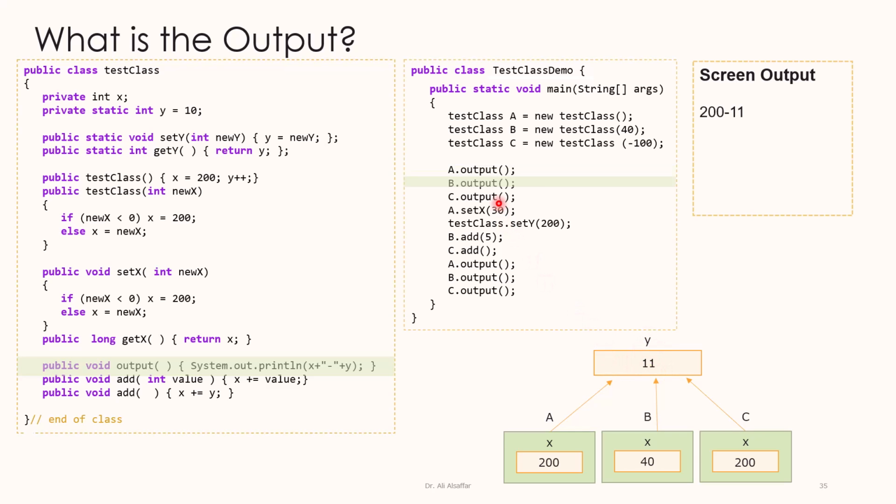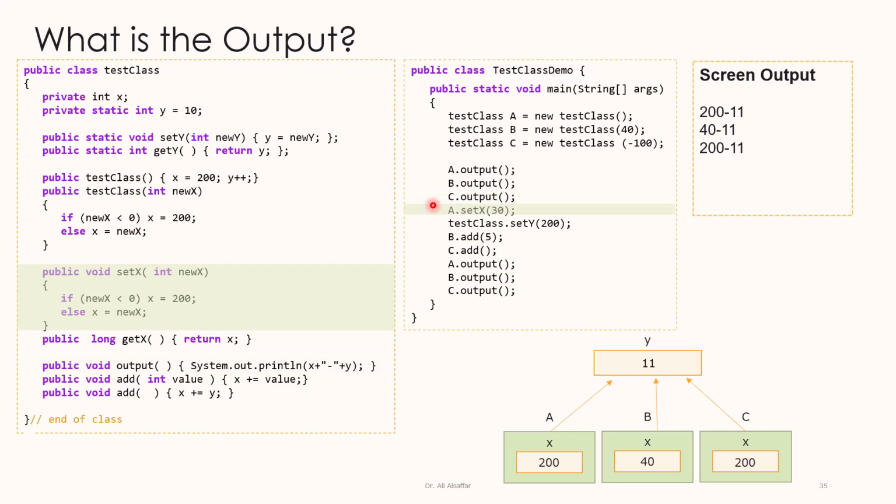Now by going to the next step, we are referring to object B, and this is the state of object B, and we are calling the method output, and again it prints the value of x followed by dash followed by y. So the output printed on the screen will be 40-11. By going to the next line, we are calling the method output for object C, and this is the state of object C. So it is going to print 200 followed by dash followed by the current value of y. Let us continue.